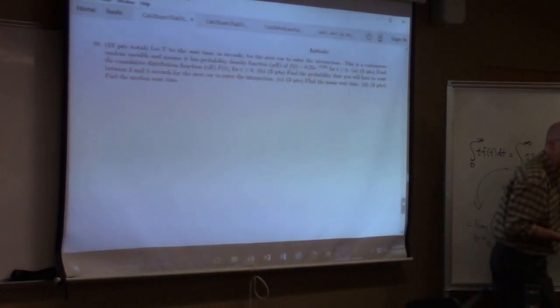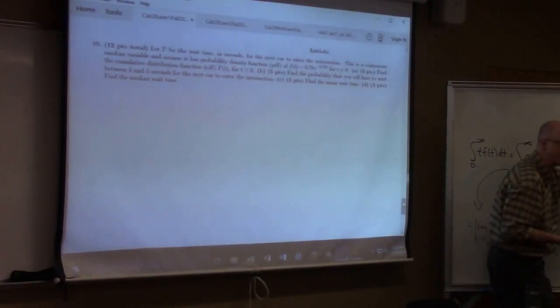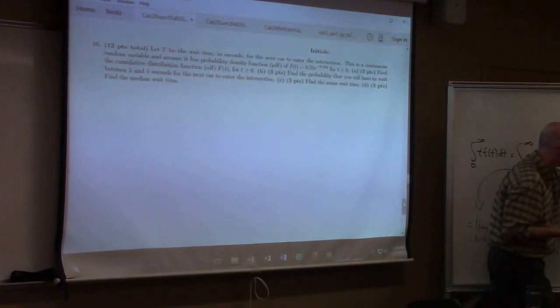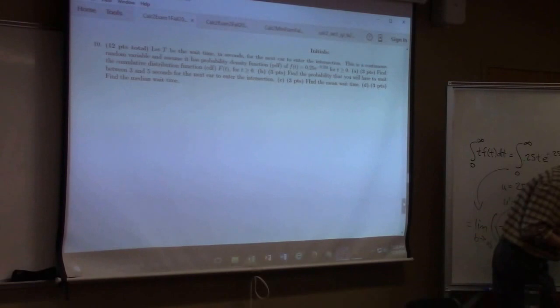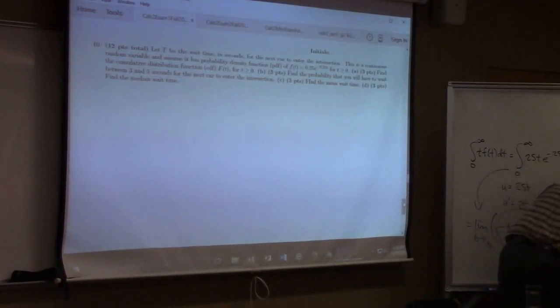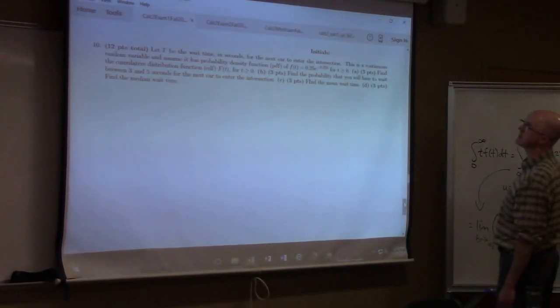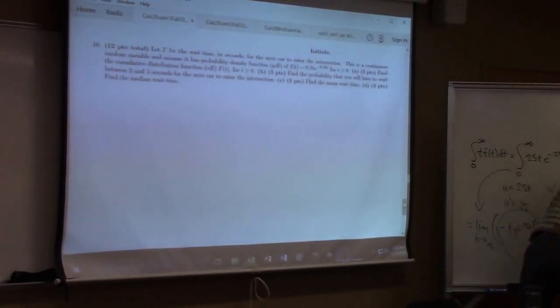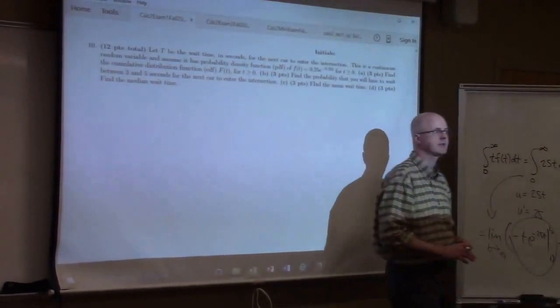When you plug in b, it goes to 0 as b goes to infinity. It is exponential decay. The thing that's non-zero is when you plug in 0. And you're subtracting that part because the 0 is down here. So in the end, this should be 0 minus negative 4, which is plus 4. And 4 is the mean wait time, and the units would be what? Seconds? 4 seconds. For the mean wait time for the next car to enter the intersection.